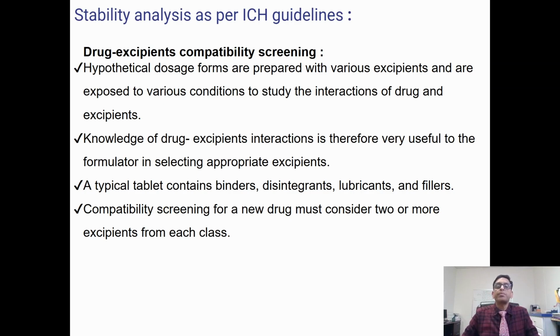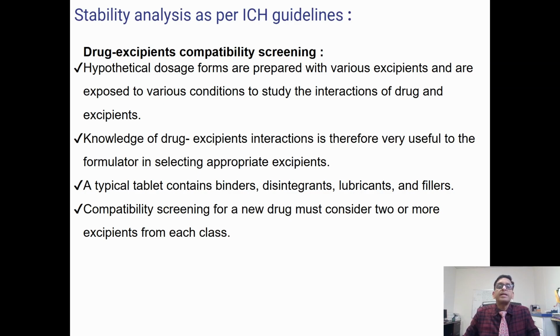Coming to the drug excipient compatibility screening process, hypothetically the dosage forms are prepared with various excipients and exposed to various conditions to study the interactions of the drug and excipient. As we notice, in making a tablet dosage form, more than 5 ingredients considered to be excipients can be used in formulation development. So in the next lectures, we are going to discuss how to make a tablet and tablet delivery system.